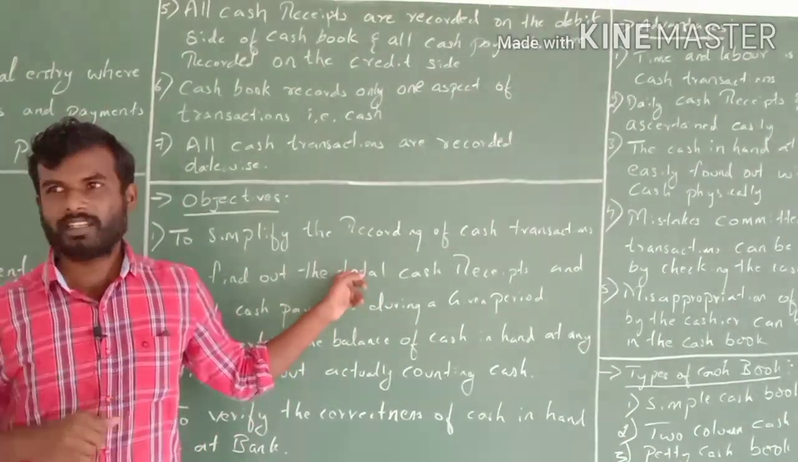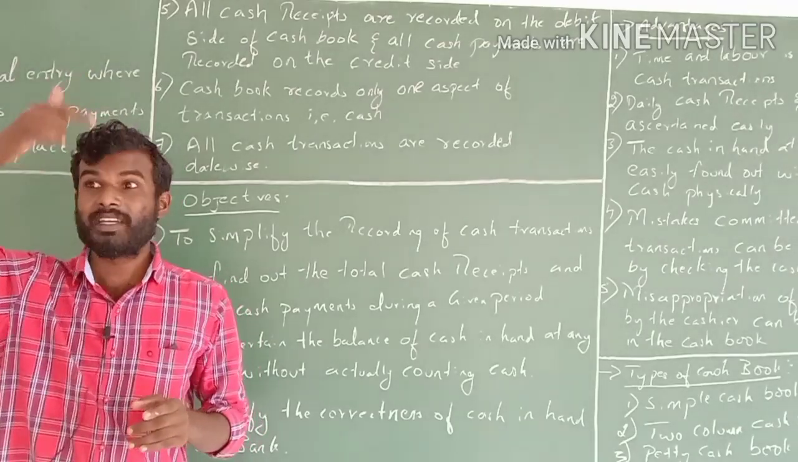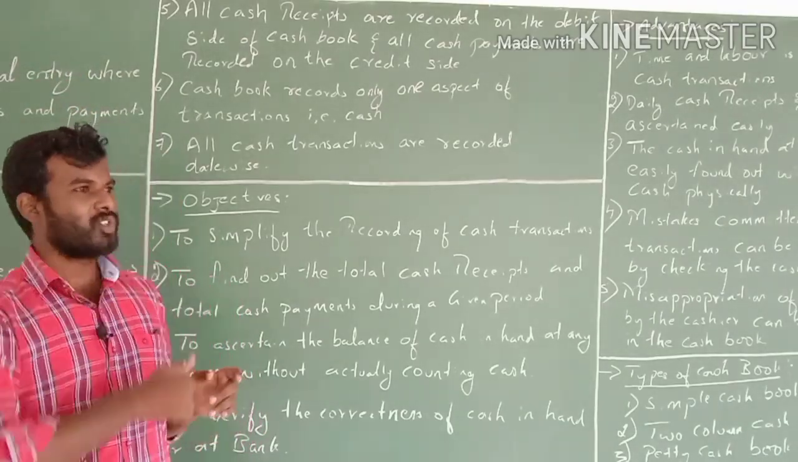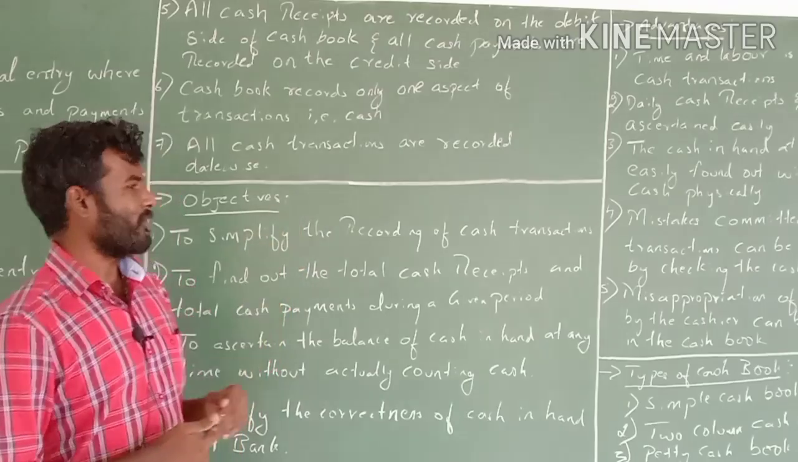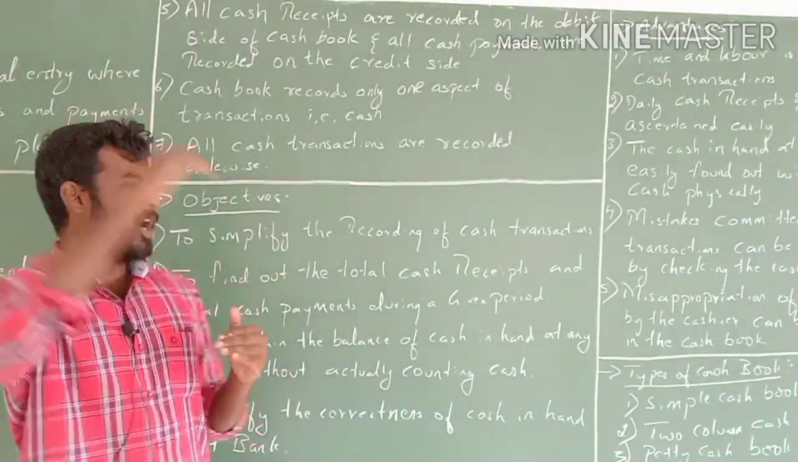As well as in the journal, you can see that for cash transactions we need to search what are the transactions we made related to the cash. But in the case of a subsidiary book, that is the cash book, we can easily find out how much cash we have received and how much cash we have paid.